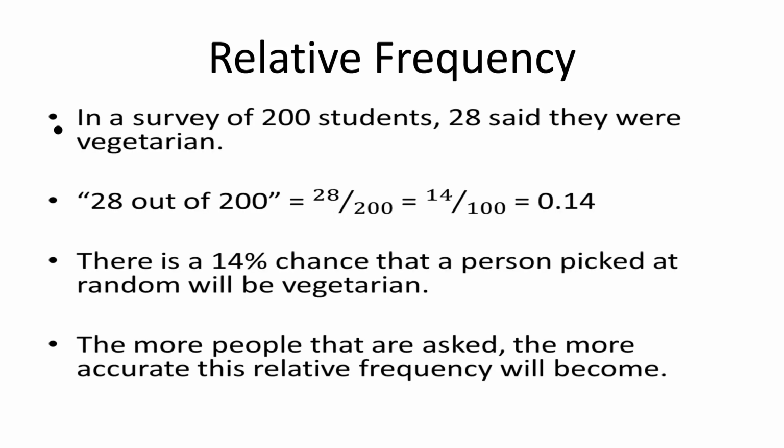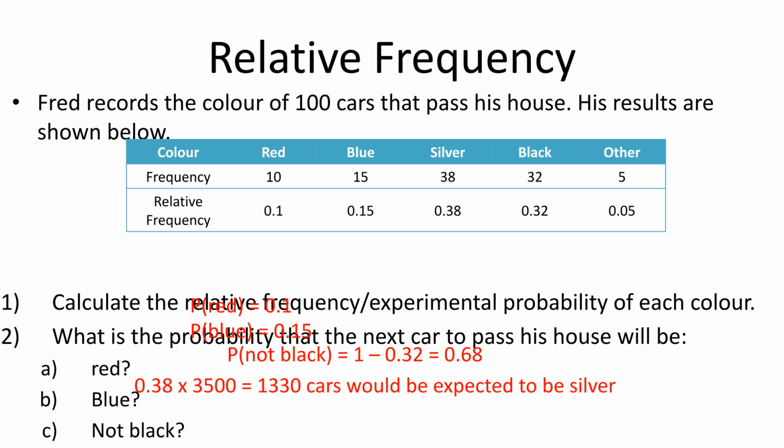If a survey of 200 students finds that 28 are vegetarian, the relative frequency is 28 out of 200, which simplifies to 0.14, or a 14% chance. Accuracy increases with larger sample sizes. By recording frequencies, we can calculate probabilities for various outcomes, such as the color of cars passing a house. We can also use these results to make predictions about larger sets of data.